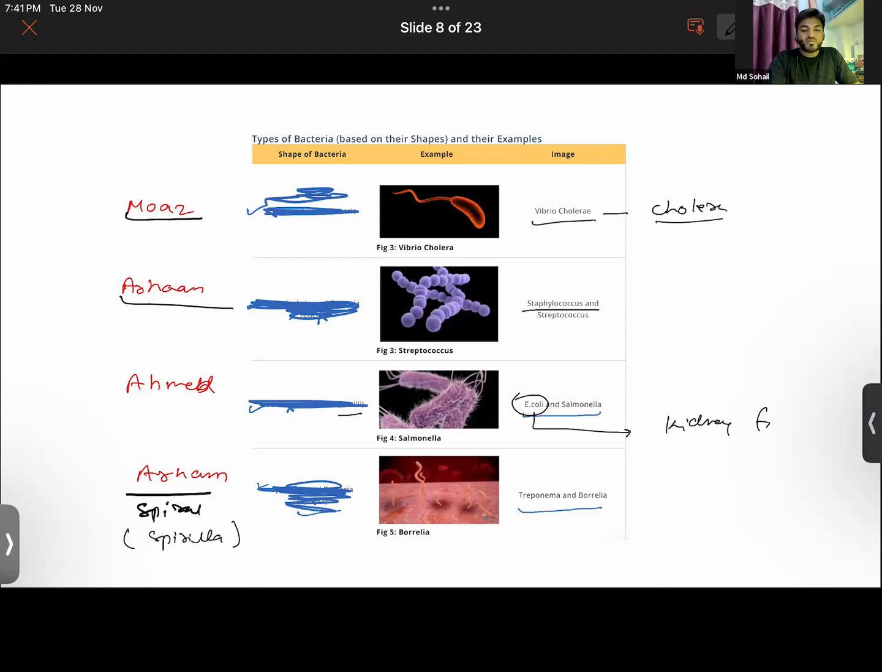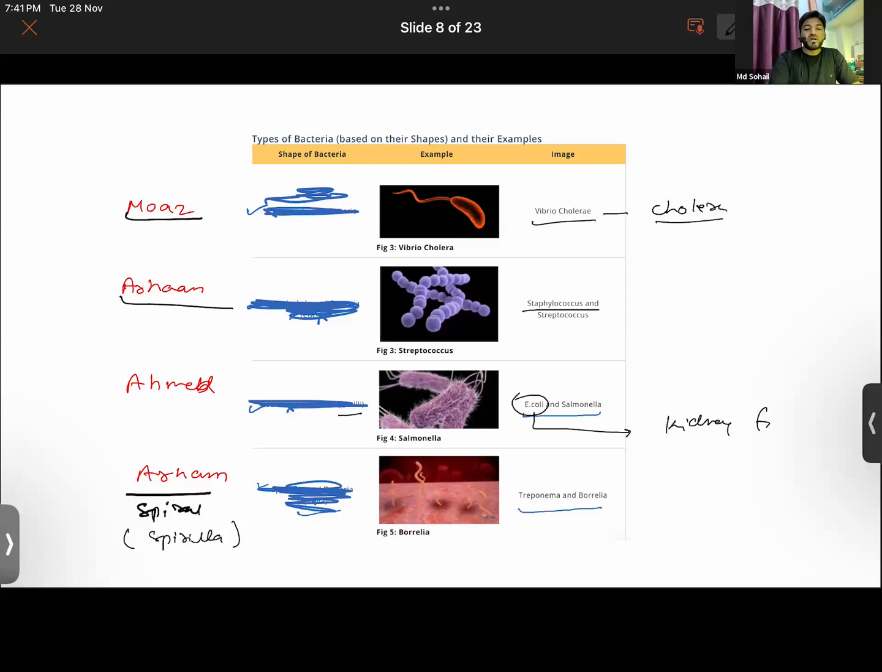Ahmed, yours? So can it also be said that it is worm shaped? Worm shape. Which one? The spirala. The borrelia. Yes, spirala shape or worm shape, we can say that also.